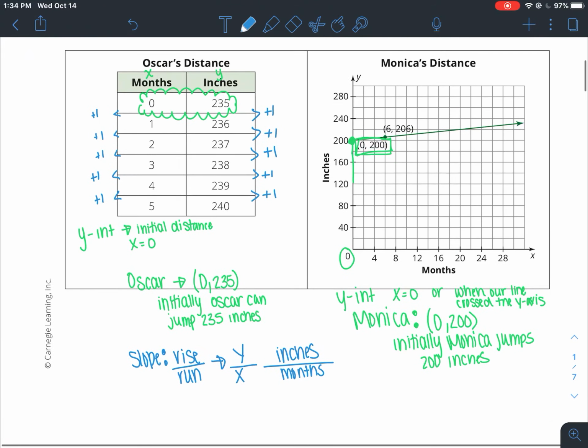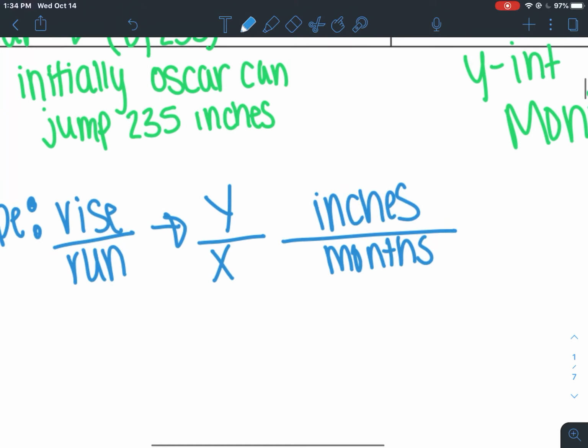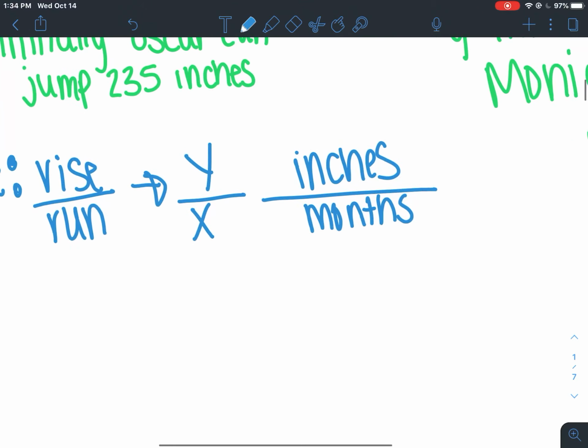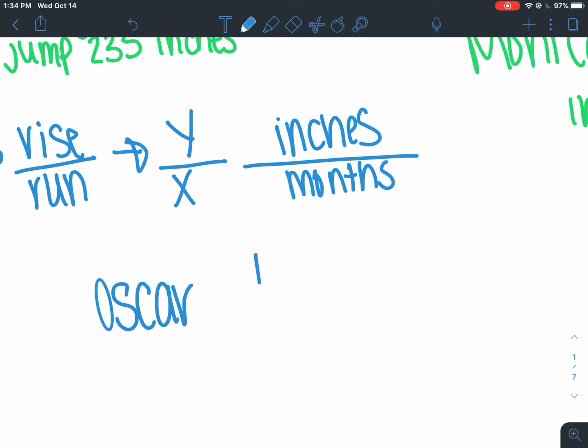So y's over x's, difference in the inches over difference in the months. Ooh, that's a tongue twister. Okay, so that'll be for Oscar. It'll be 1 over 1. So his slope is going to be just 1. Each month that goes by, he improves his distance by 1 inch.